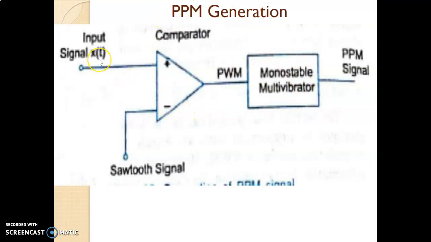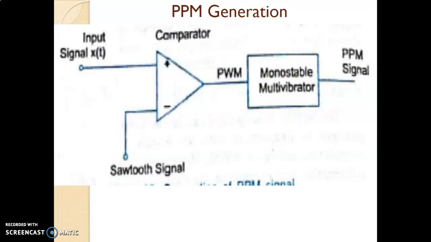When you have a PWM signal generated from the modulating signal and sawtooth signal, which we saw in an earlier lecture, give that signal to the monostable multivibrator. The input to the monostable multivibrator will be PWM and the output of the monostable multivibrator will be the PPM signal. Now, what is a monostable multivibrator? It has one stable state and one quasi-stable state.